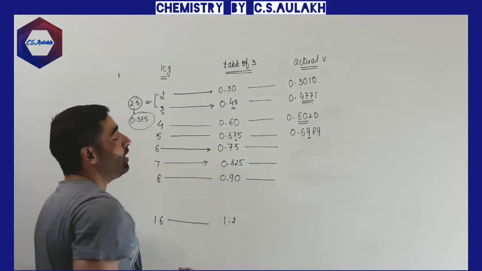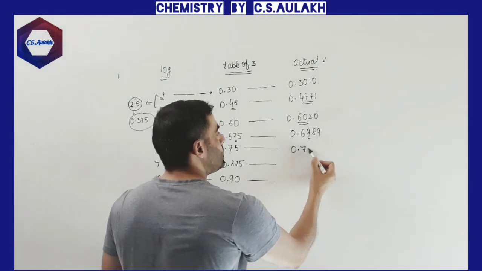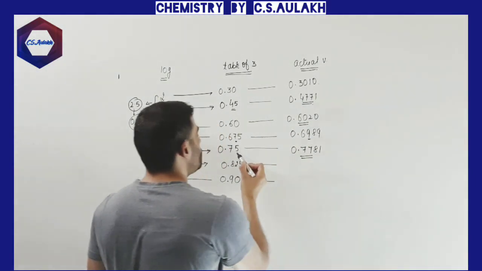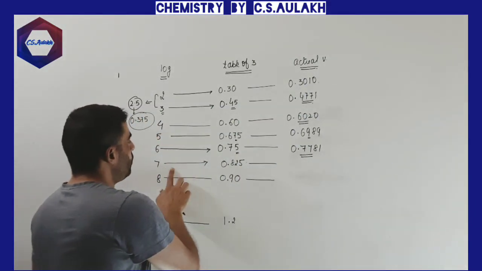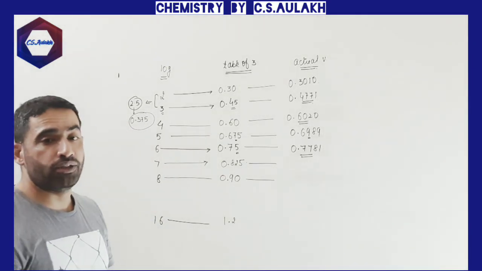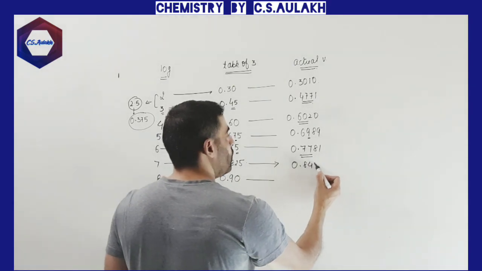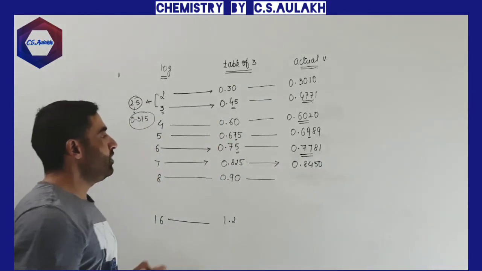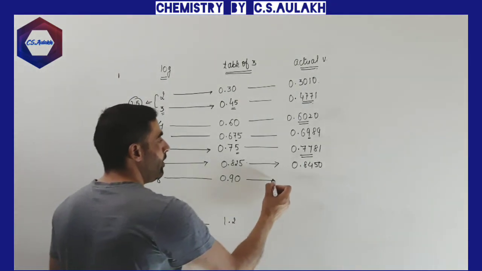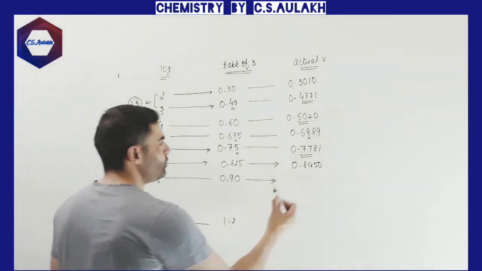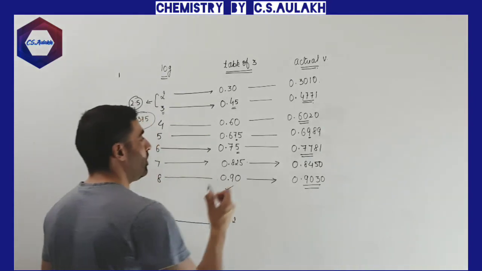Similarly, if we look at the log of 6 in the log table, its value comes out 0.7781. So again, a difference in the second decimal place. Then the log value of 7 in the log table is 0.8450. Here we are using 0.82, again a little difference in the second decimal place. And in the last, we have 0.9030 for log 8.